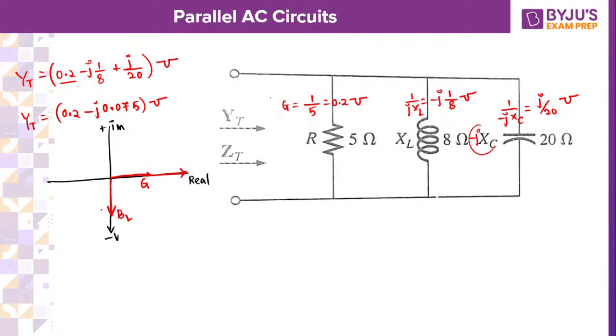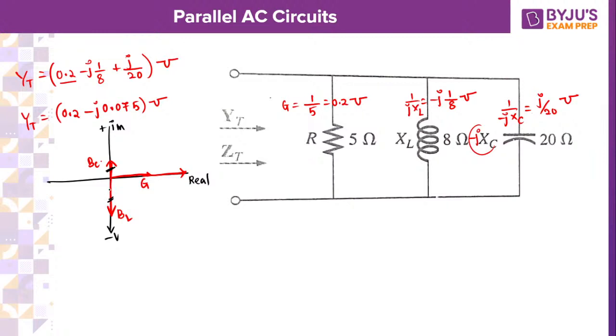Now 1 by 20 is 0.05, so 0.05 is going to be this much. This is going to be the capacitive susceptance. Now the capacitive susceptance and inductive susceptance are both opposite, not equal. So some part is going to be compensated.